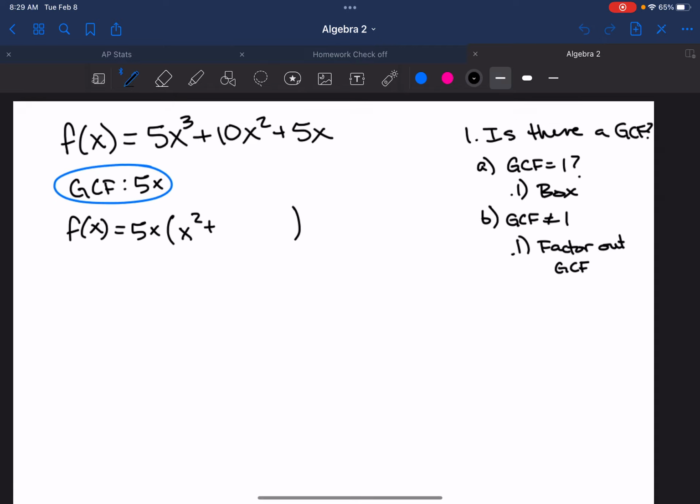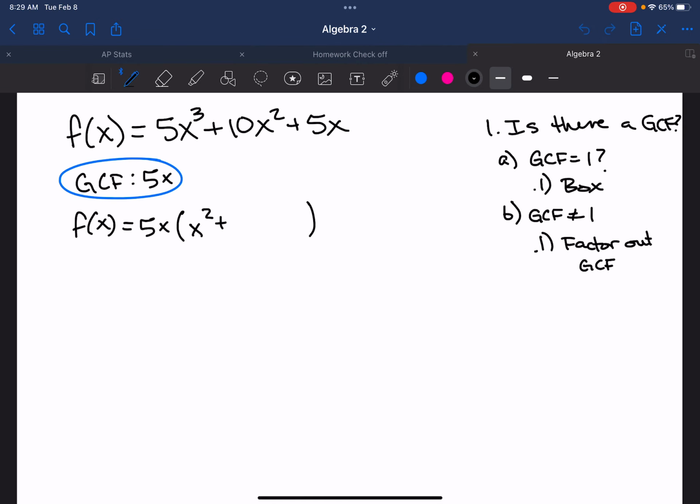What are you doing? Sorry about that. I don't know why my iPad keeps quitting out of this program, but we get 5x there plus 5x divided by 5x is 1. Whoops. Sorry, I got a little flustered. 10 divided by 5 is 2.